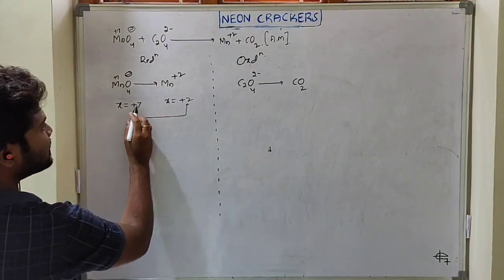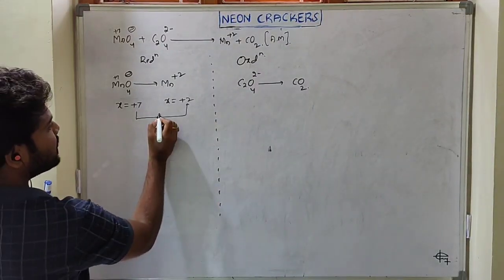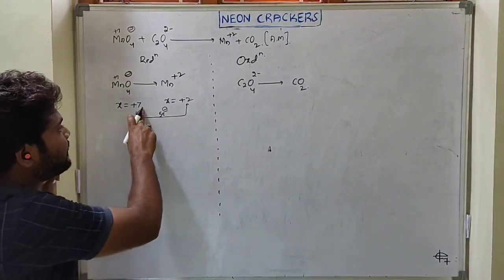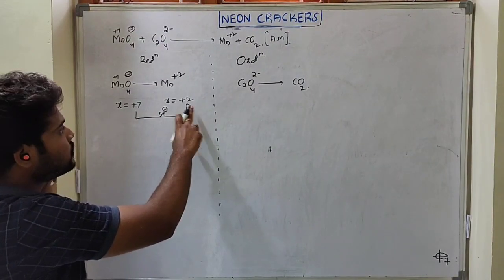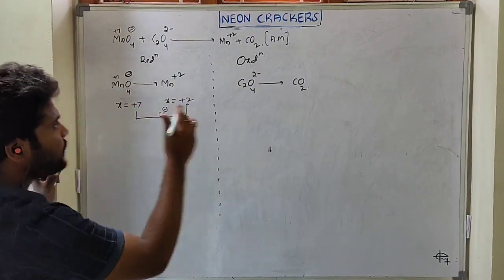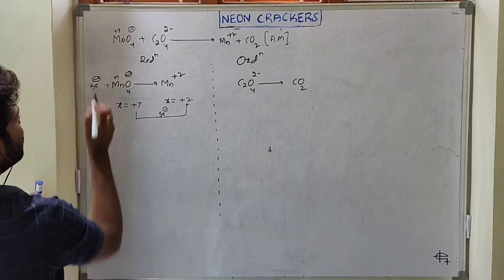What happens here? +7 to +2. Adding electrons or removal of electrons? Adding electrons. How many electrons to be added actually? Normal concept. So here 7 electrons would be deficient and here 2 electrons would be deficient. So by adding 5 electrons we can get this equation. That's why we have to add 5 electrons to the more oxidation side.